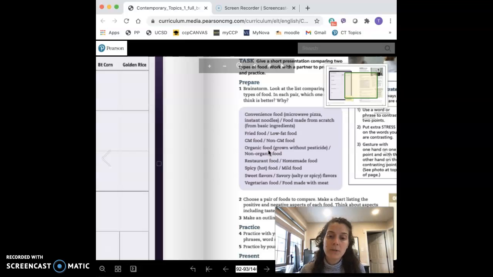Minimum 2 pros and cons for each. So you notice that for convenience food, I said it is quick and it is easy. Those were the pros. And then it is also unhealthy and not nutritious. Those are the cons. Okay.